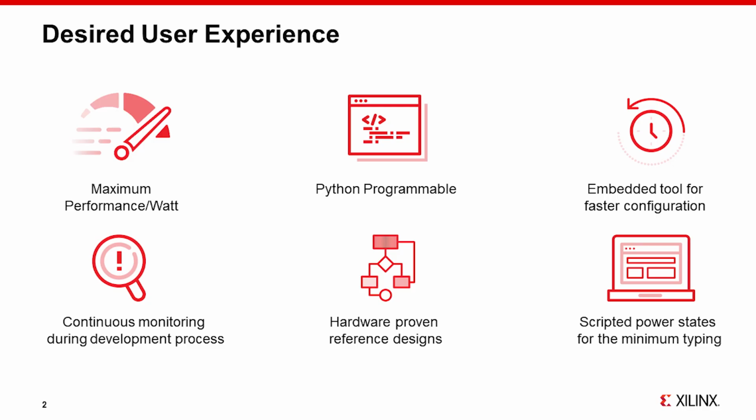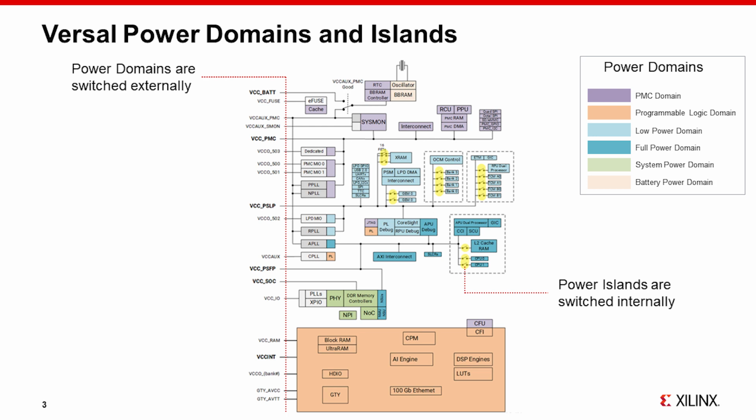Xilinx customers like performance per power. Versal has been designed for performance, but also with circuits that optimize performance per power. There are power islands that can turn off the power to any unused peripherals, and power domains that can turn off power to circuits from the power rails.